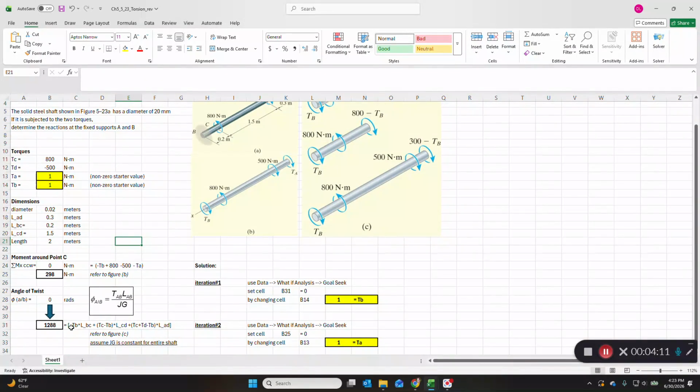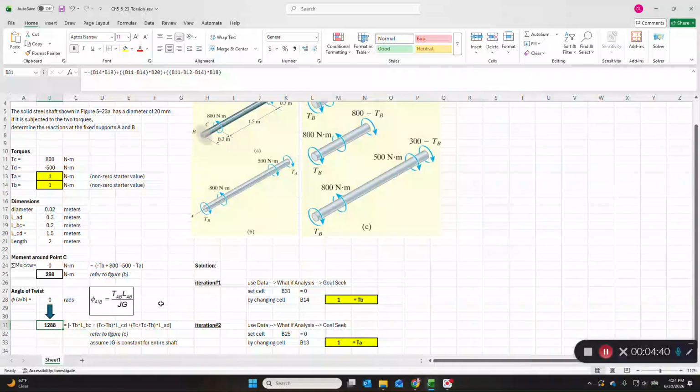And we also know that the angle of twist, which we'll call phi here, A relative to B, is going to be 0 for this example. And that's in radians, right? However, we show a calculation of 1288. Well, similarly, if we take each torque and multiply it by the respective length, and that comes from this equation in the box here, the angle of twist, A relative to B, is T_AB L_AB over JG, right?